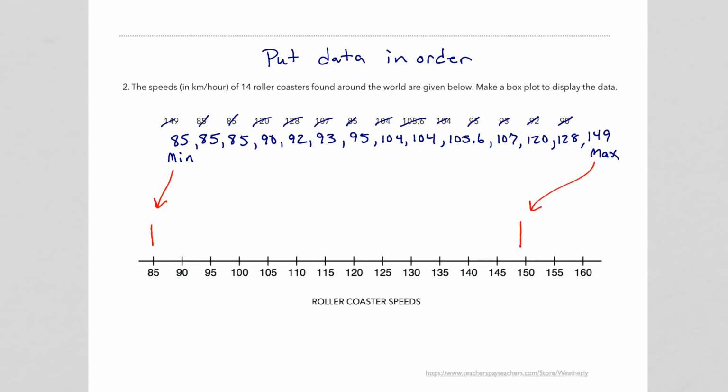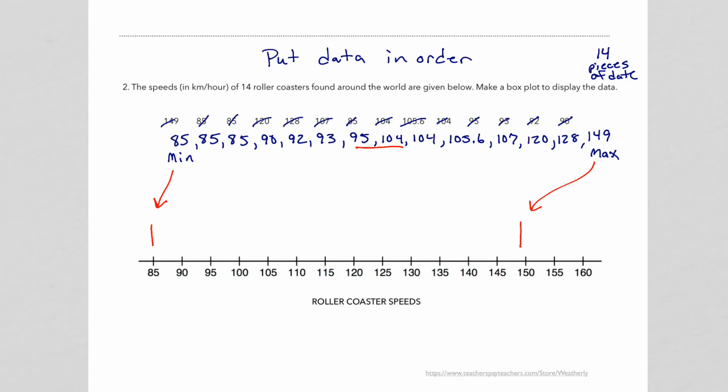Then we got to find the median. So how many pieces of data did we say we had? 1, 2, 3, 4, 5, 6, 7, 8, 9, 10, 11, 12, 13, 14. We have an even number of data, 14 pieces of data. So that means we're going to have to average the two middle numbers. So if we count from the outside in, 85 goes with 149, 85 and 128, 85 and 120, 90 and 107, 92 and 105, 93 and 104, and I come to 95 and 104 as being my two middle pieces of data.